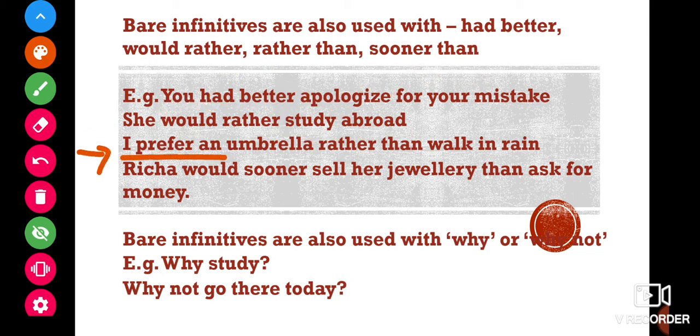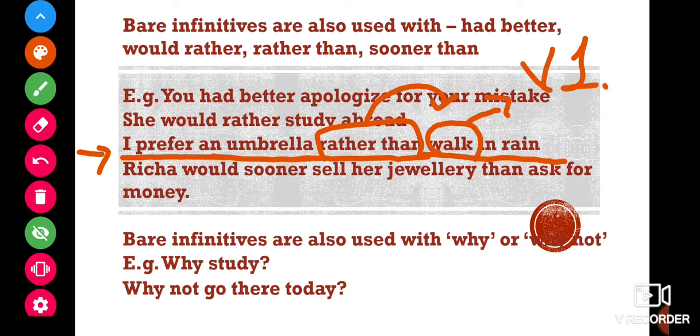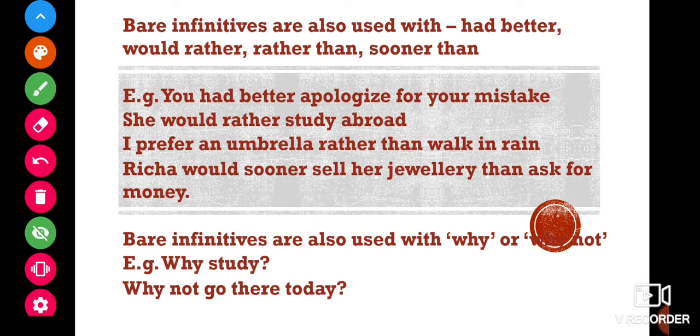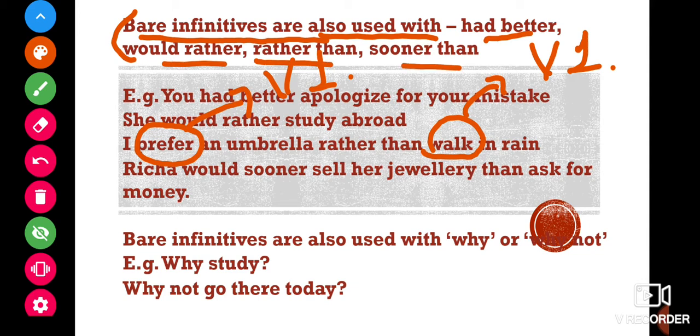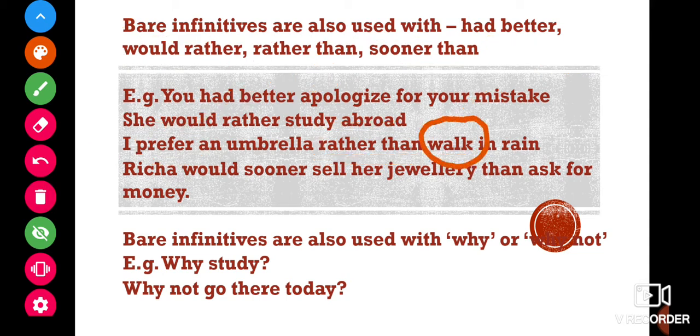In the third example, I prefer an umbrella rather than walk in rain. Now here we have rather than, after rather than there is walk, and this walk is in V1 form. So this is the bare infinitive. Also in this sentence we have one more word, prefer, which is also in V1, and walk is also in V1. So how will we know which of these two words is actually a bare infinitive? This is the answer. Bare infinitives are used with had better, would rather, sooner than. And here we can see in this sentence we have rather than. So the word next to rather than is our bare infinitive. So here walk is bare infinitive.